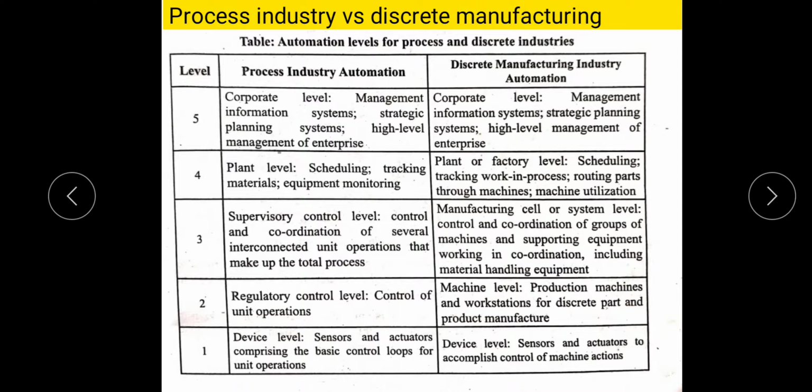Now coming to level 1, which is the device level, as we discussed earlier: sensors and actuators comprising the basic control loops for the unit operation in process industry automation. And coming to the discrete manufacturing industry, level 1, which is the device level: the sensors and actuators to accomplish the control of machine actions. Hope you understand both the industries.